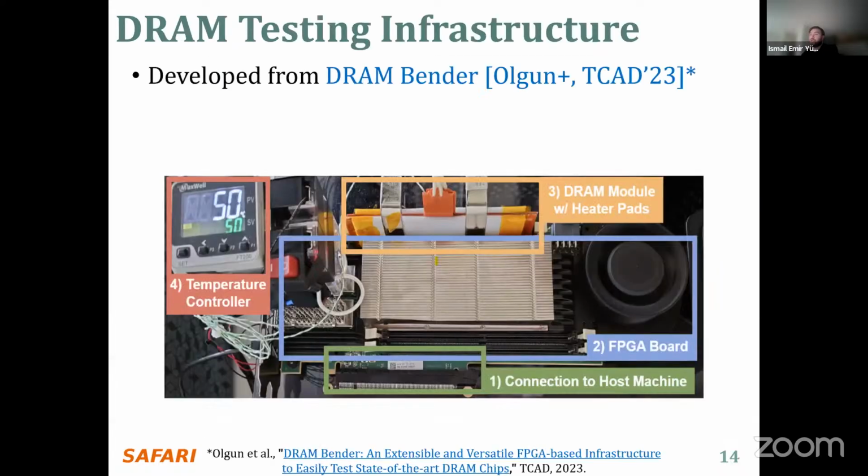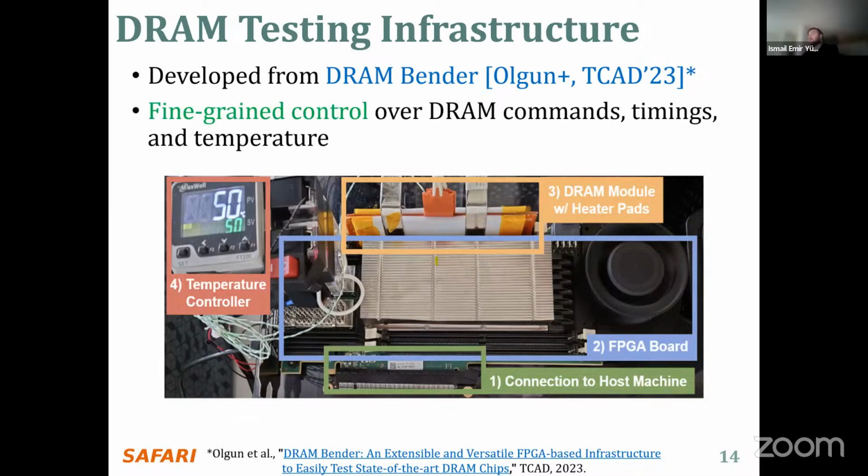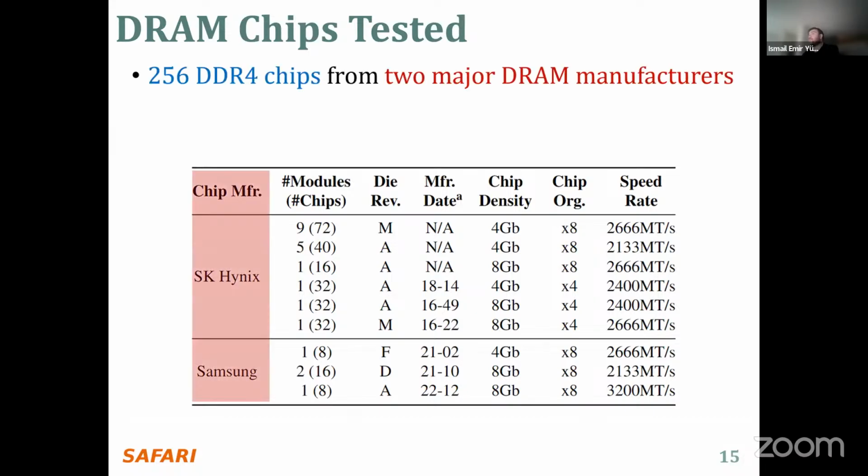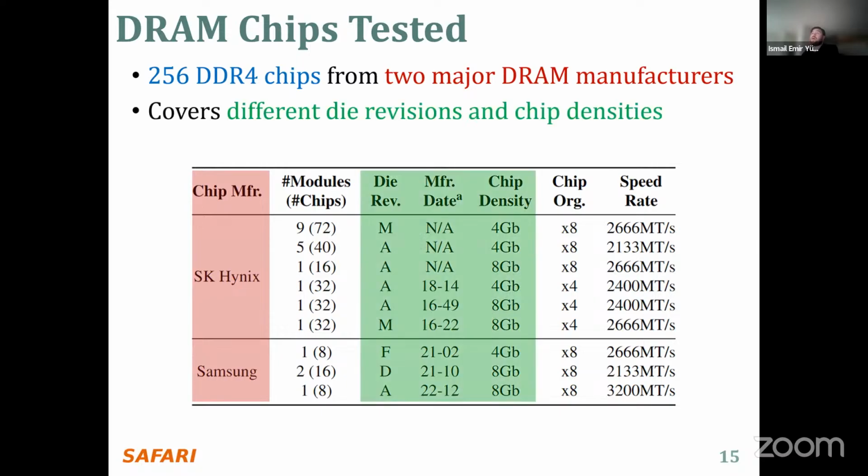Now let's look at our experimental methodology, the experimental infrastructure to test DRAM chips. We use an infrastructure developed from DRAM Bender. This infrastructure enables us to have fine-grained control over DRAM commands, timings, and temperature. In this study, we test a total of 256 DDR4 chips from two major manufacturers, and we cover different die revisions and chip densities.